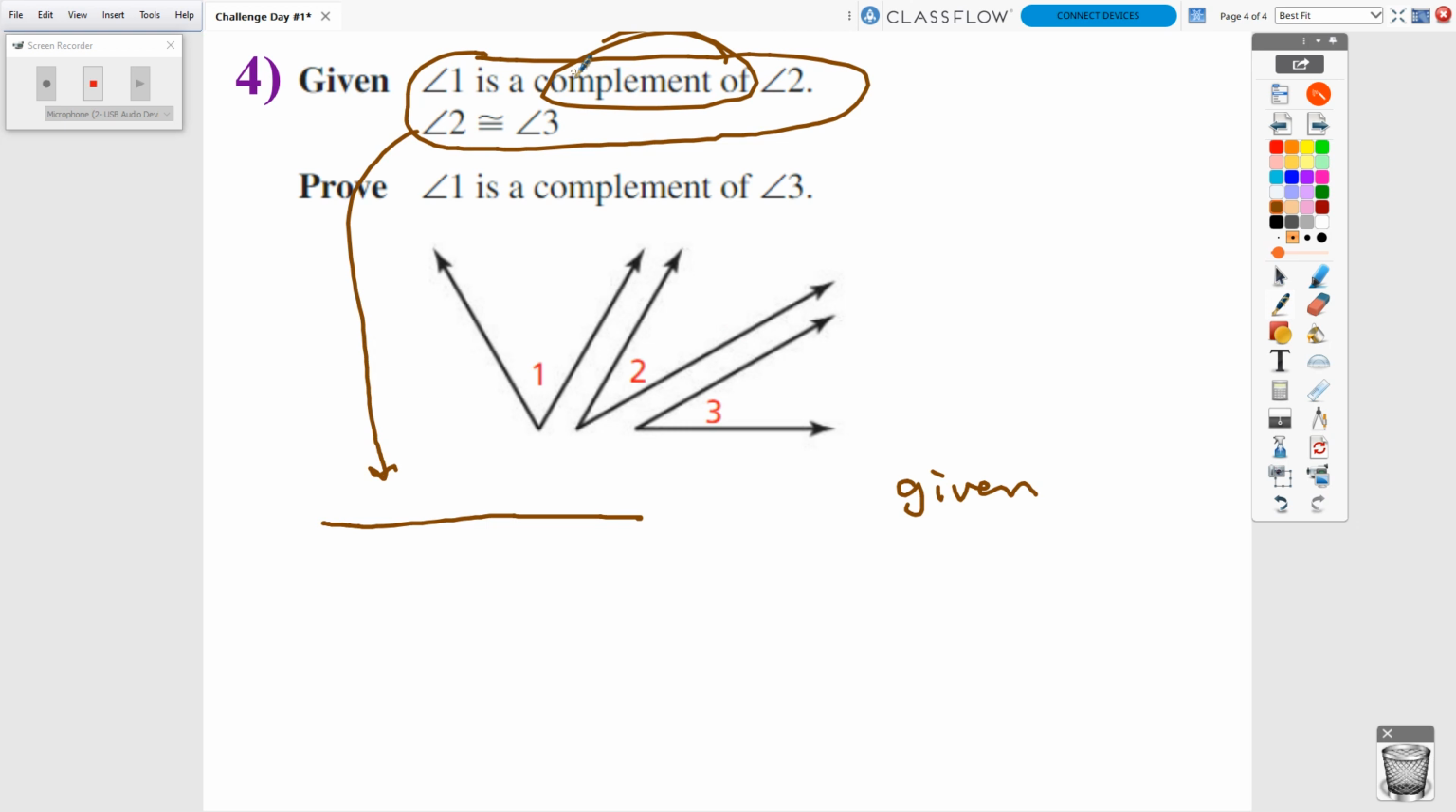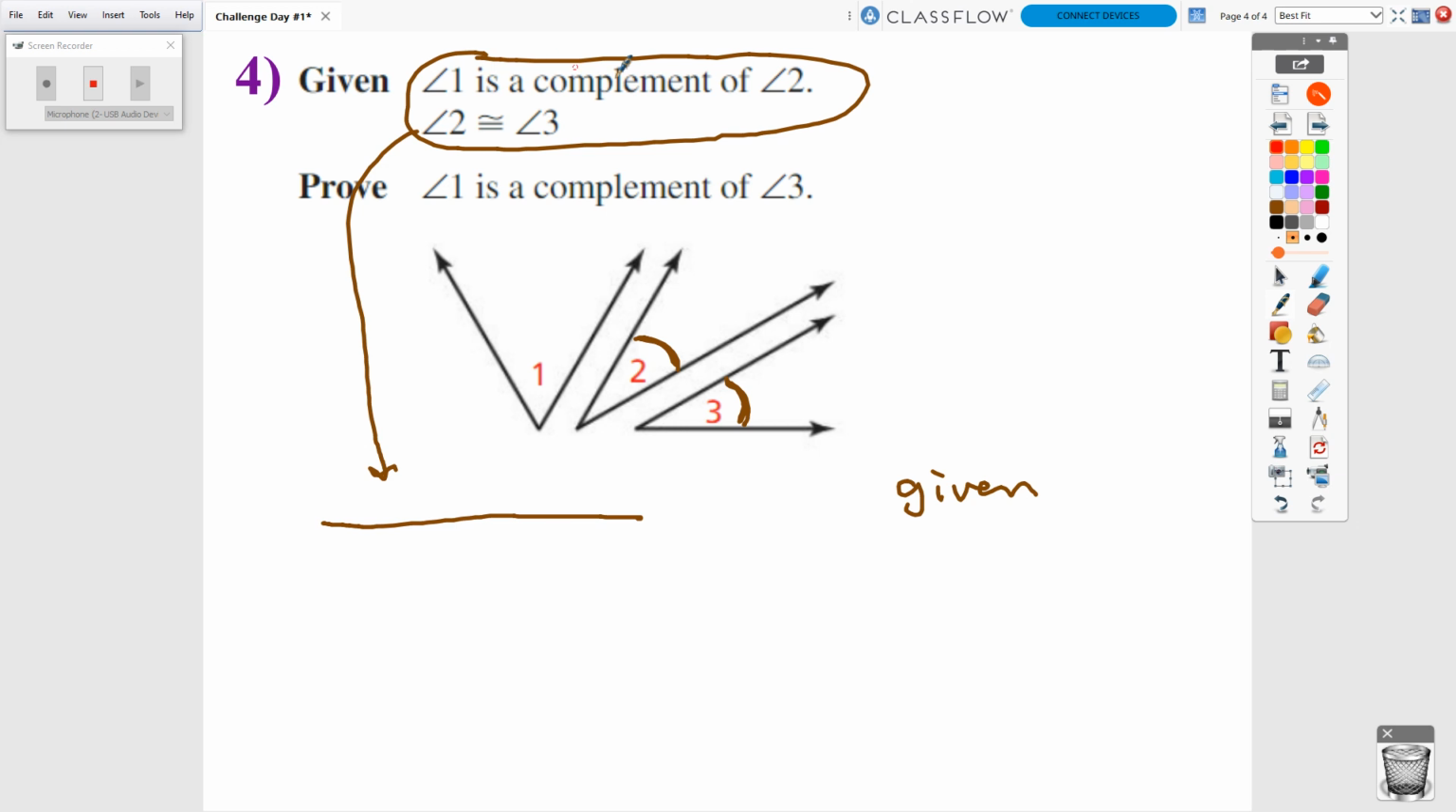Now notice we've got a vocabulary word in our given. So we're going to need to talk about what complement, or complementary, means specifically. And we're also told that angles 2 and 3 are congruent to each other. So I could simply go ahead and mark angles 2 and 3 with congruent markings in the picture. Okay? So let's go ahead and talk about that vocabulary word.